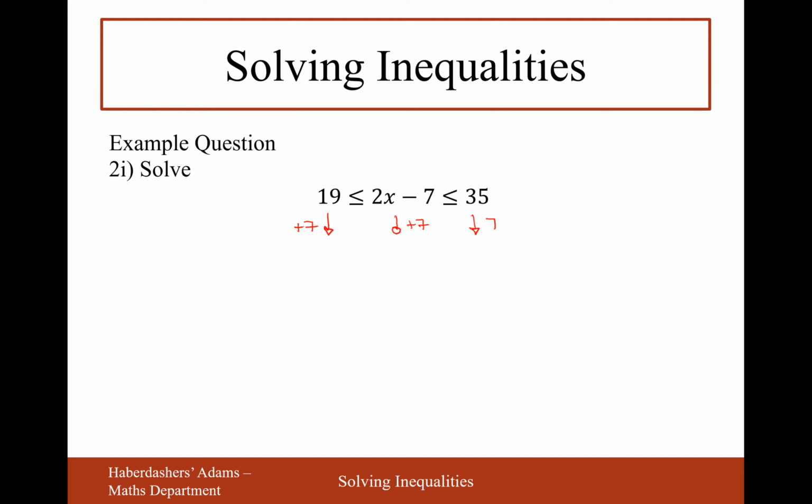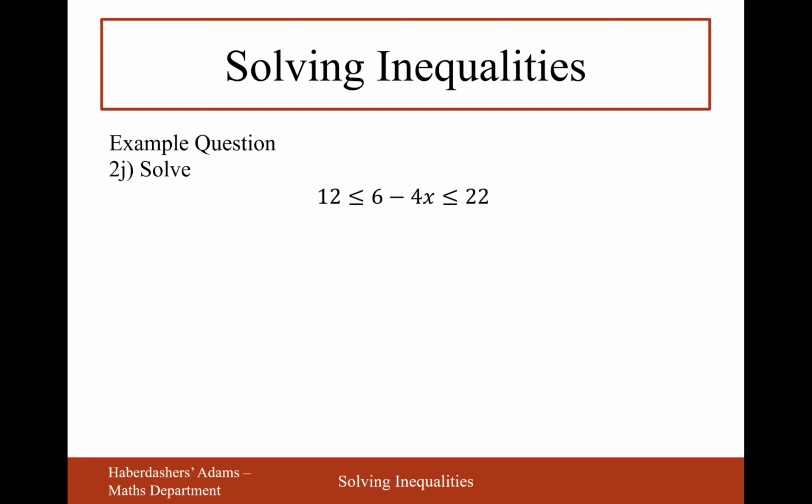Add 7 onto all three sides, and you would get 26 is less than or equal to 2x is less than or equal to 42. And then divide everything by 2, all three sides, divide all three components by 2, and you get 13 is less than or equal to x is less than or equal to 21. So that's what you should probably do when you've got three bits on an easier question.